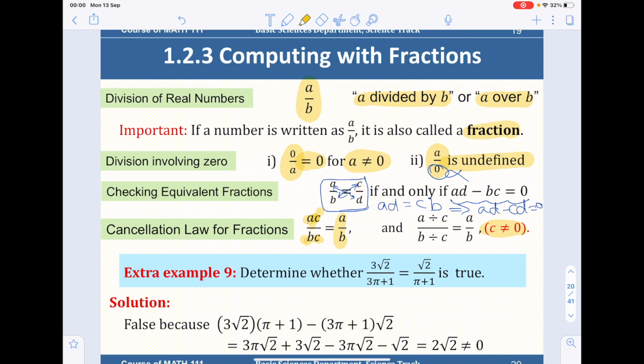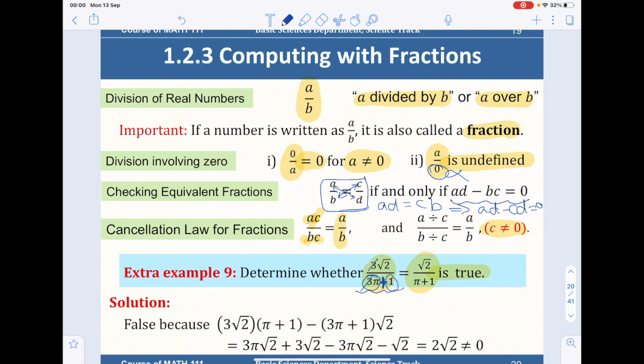Determine whether this value equals this value. Is it true? Of course these two values are not equal. It seems like we cancel this 3 with this 3, and this is wrong because the value in the denominator is not in the form of factors. We have two values here, and there is addition in between, so we can't cancel numbers from up with the numbers from down.